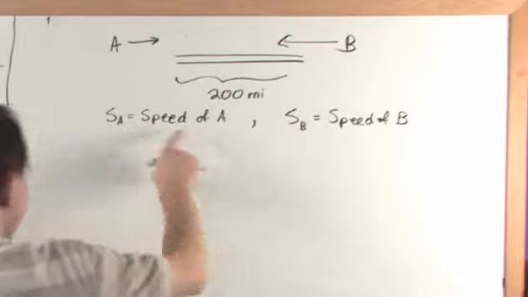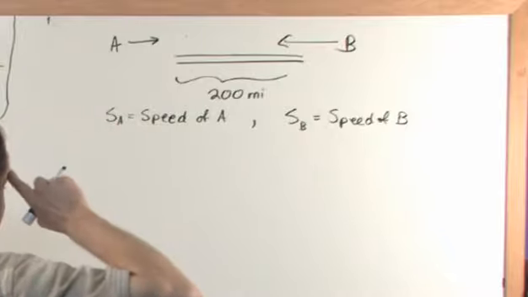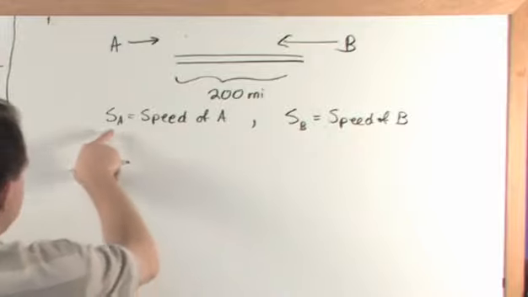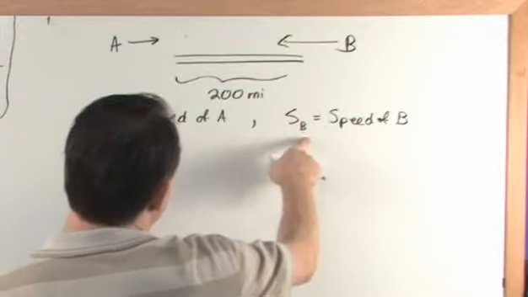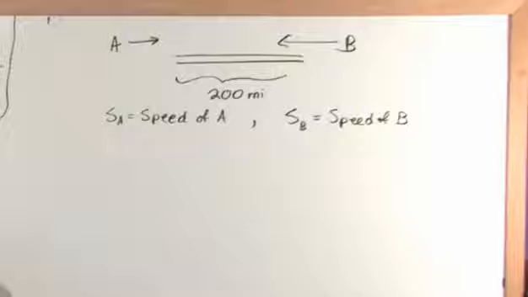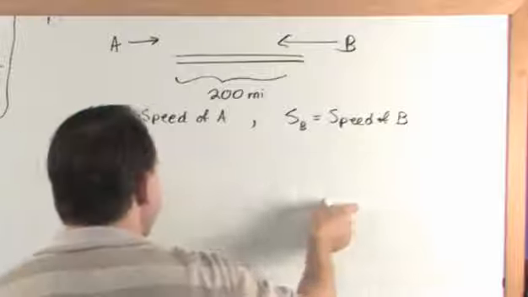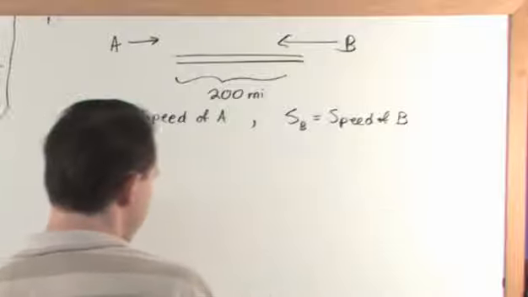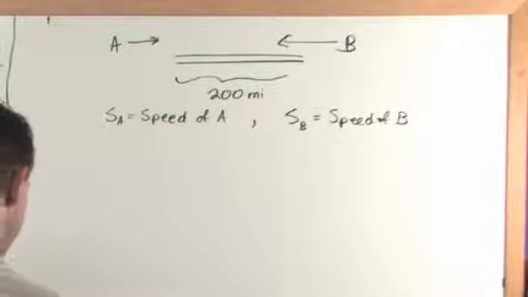Don't get scared by these little B's and A's. I mean, they're just notation. It's something you write down to remind you this is the speed of person A and the speed of person B. That's all it's saying. Okay? And now the next step is to write some equations down that relate these things to each other from the words in the problem and go from there.